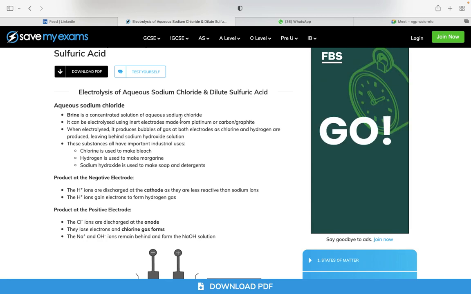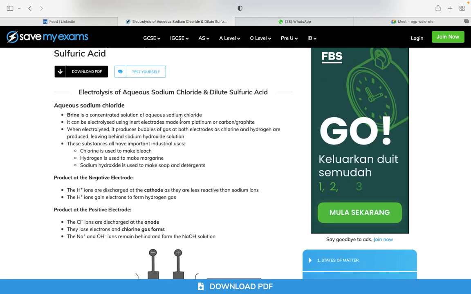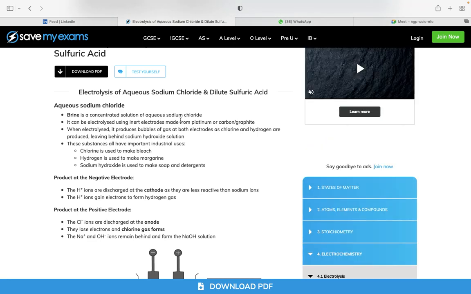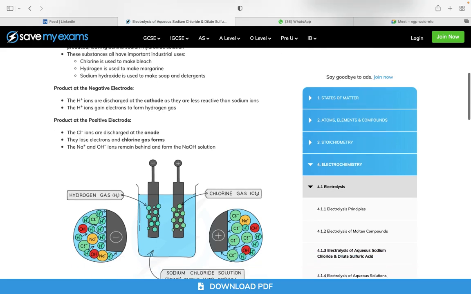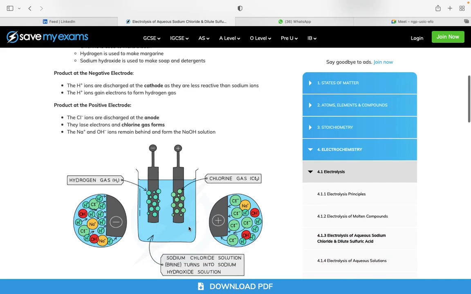Electrolysis is simply using electricity to break the compound into ions. The compound in this case is the electrolyte. You're going to break it into ions. We're going to see that from this diagram. Take a look at the diagram. You have this solution, the aqueous sodium chloride, and then these are electrodes, which could be graphite, which could be carbon, which could be platinum.